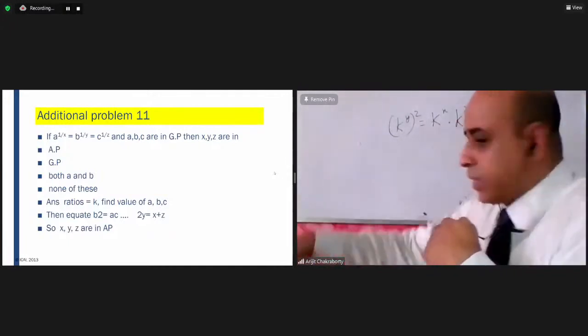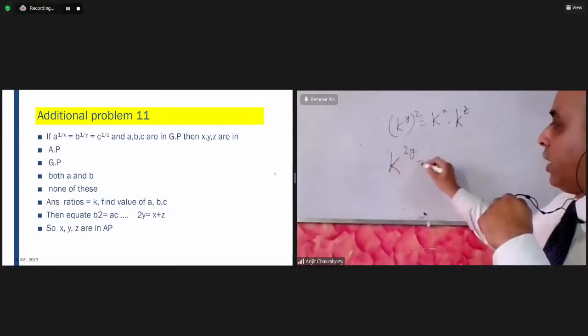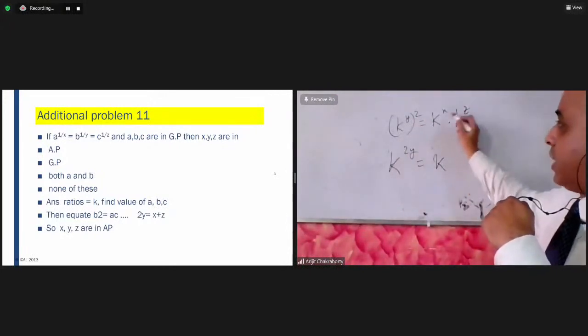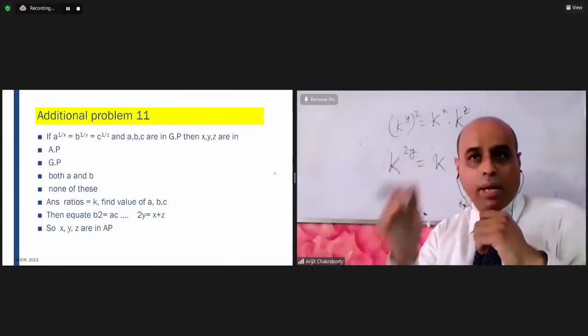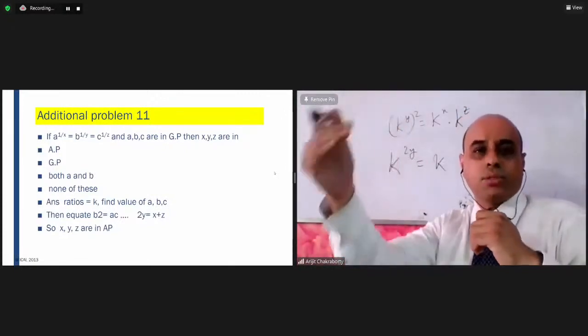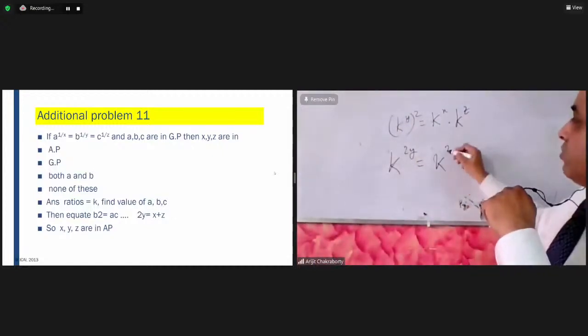So therefore I can write k to the power y square as k to the power 2y, and this is equal to k to the power x into k to the power z. Now you know if you multiply a to the power m into a raised to n, it becomes a to the power m plus n. So I can write k to the power x plus z.